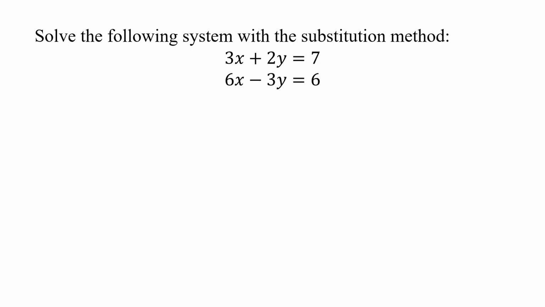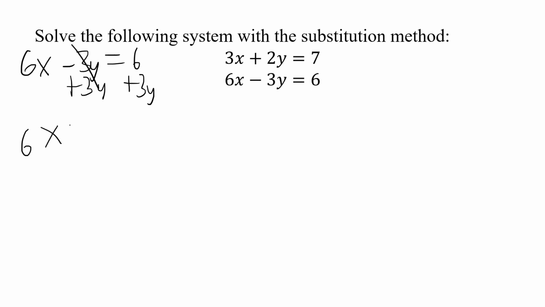In this example, I'm going to be taking a look at the second equation, and I'm going to be moving the 3y over so that I can get x by itself. That is not the only way to solve this problem, but it's the way that I chose to do it. So let's go ahead and make that a better looking 3, and let's move it over. So we're going to add 3y to both sides, and we get 6x equals 3y plus 6. Now we're going to divide everything by 6 so that we can get x by itself.